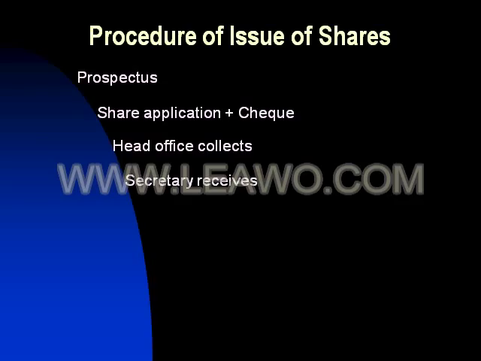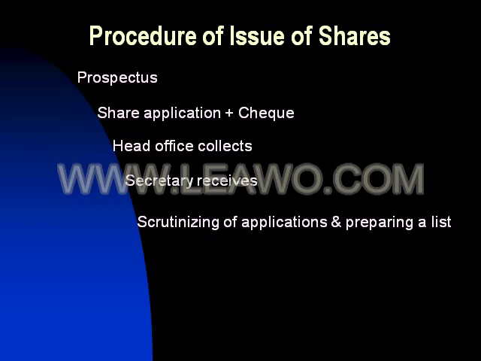The checks for collection of application money are sent for clearing and share application forms are given to the company secretary. The company secretary then scrutinizes the applications and prepares a list of applicants showing in details their names, number of shares they have applied for and the amount they have paid.